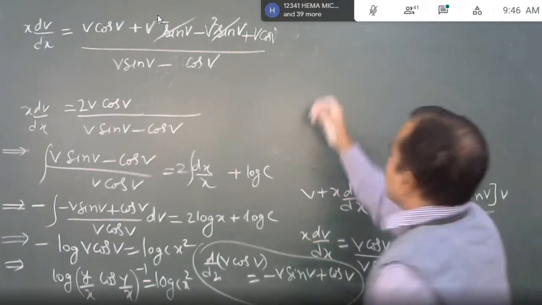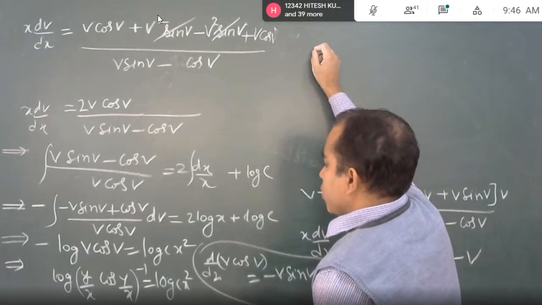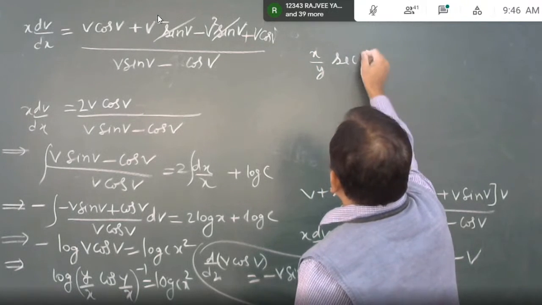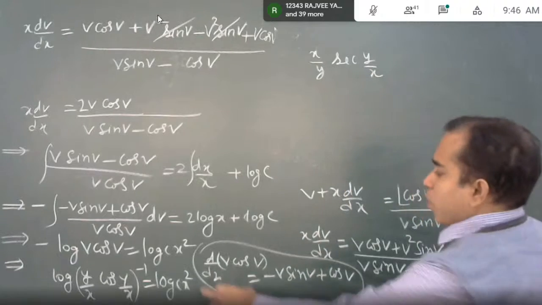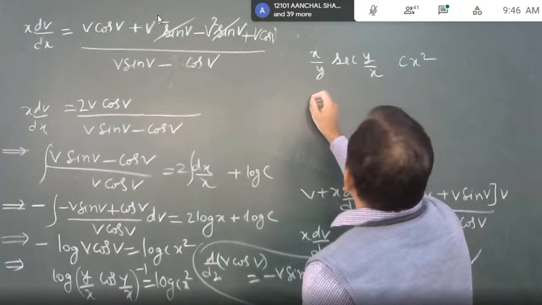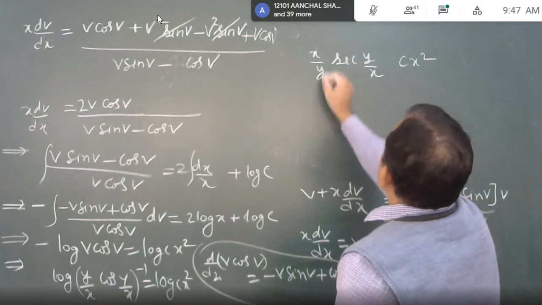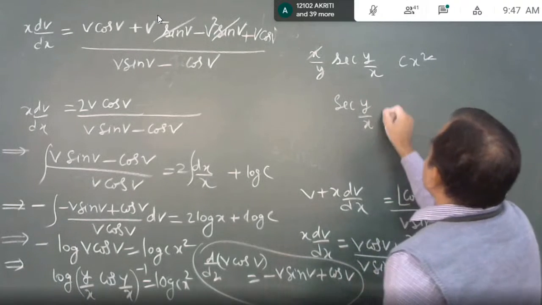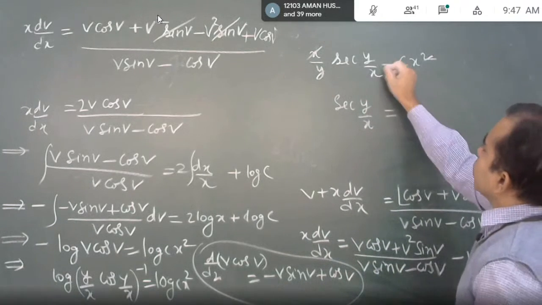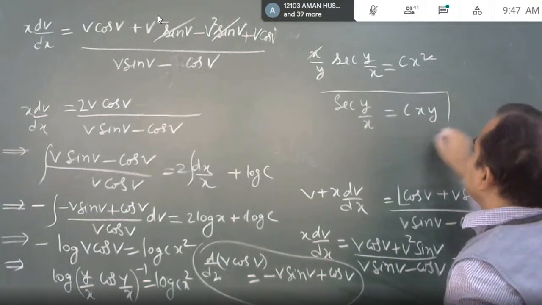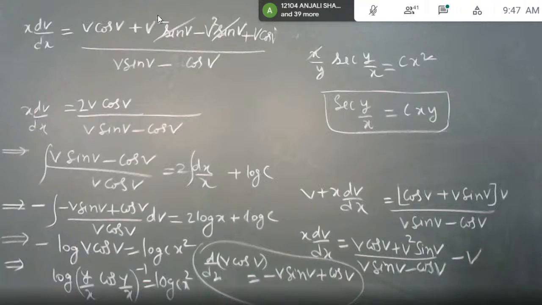So this log I am removing, x upon y, sec y upon x, whole power minus 1, equal to cx square. One x gets cancelled and sec y upon x equal to cx, and one y from the left hand side will come cxy. This is my final answer.